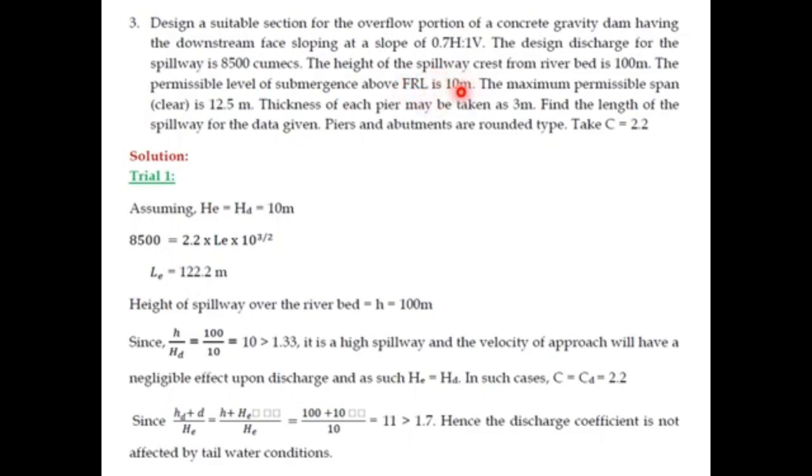So HD is 10 meters. It can't exceed 10 meters. And also it is given that the permissible span should not exceed 12.5 meters. So these are the two restrictions given in this problem, which is quite different from the previous two problems. The thickness of each pier will be taken as 3 meters. You have to find the length of the spillway. Piers and abutments are of the rounded type. We have to take C as 2.2.